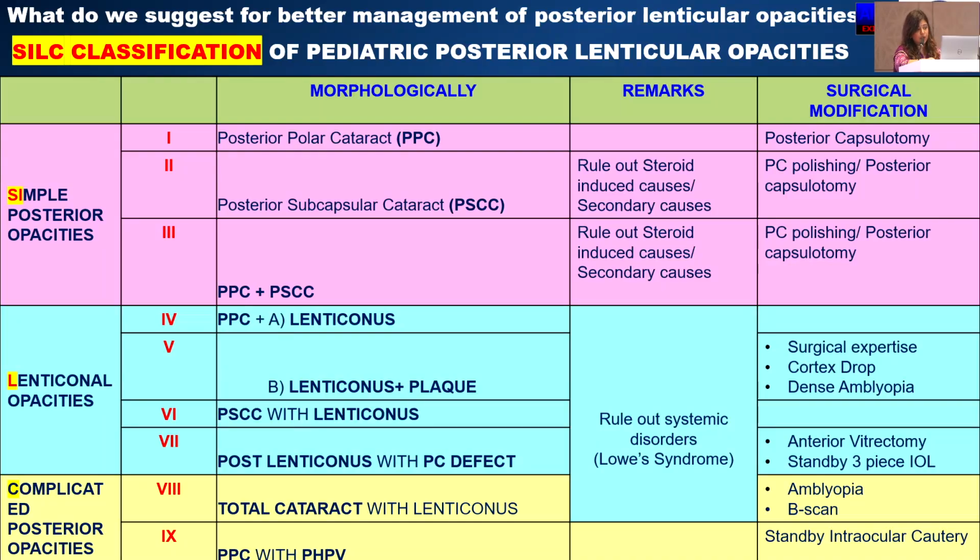And coming to the third category, that is complicated posterior opacities, the ones which present like a total cataract but also have an associated lenticonus. And if we are able to pick them up preoperatively, nothing like it. And for the PPC which are associated with PHPV, an intraocular cautery which is available intraoperatively might be helpful in these cases.